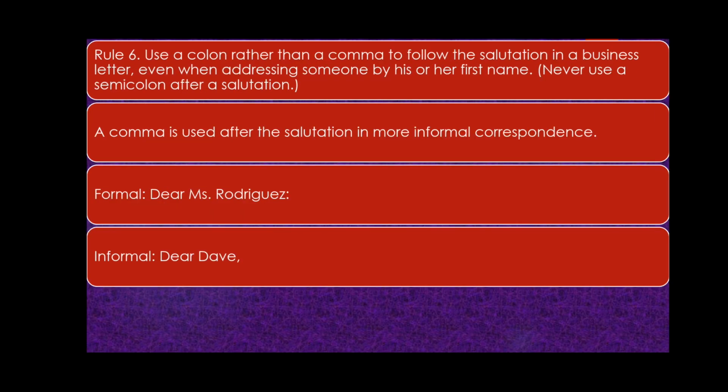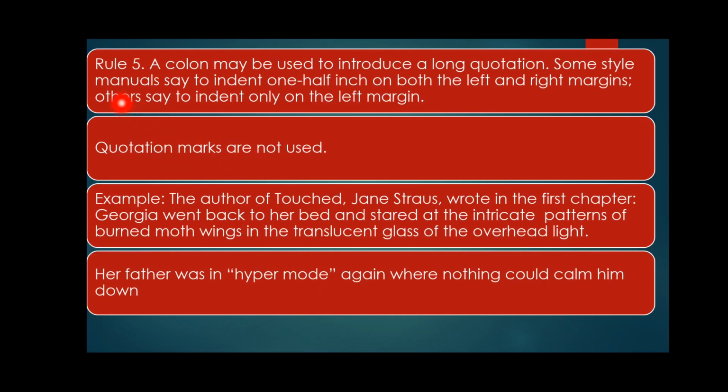Here we have rule number 5. A colon may be used to introduce a long quotation. Some style manuals say that it is indented half an inch on both the left and right margins. Others say to indent only on the left margin. Quotation marks are not used.